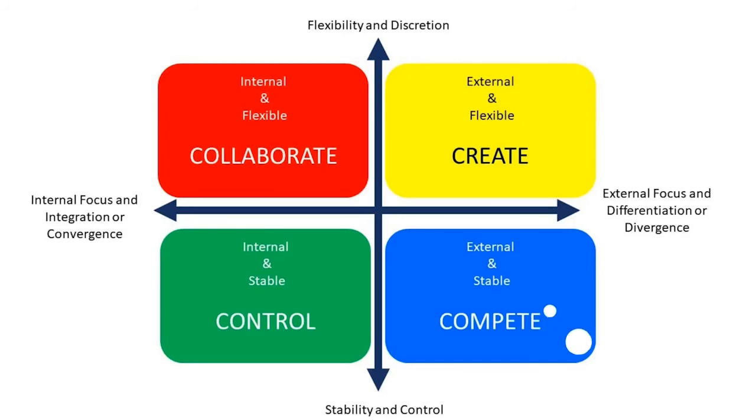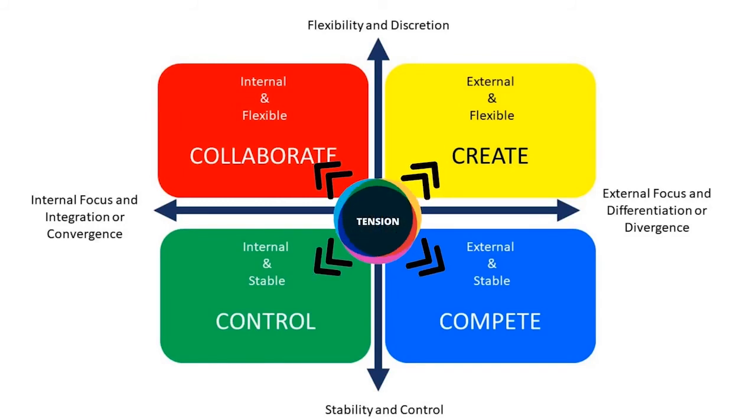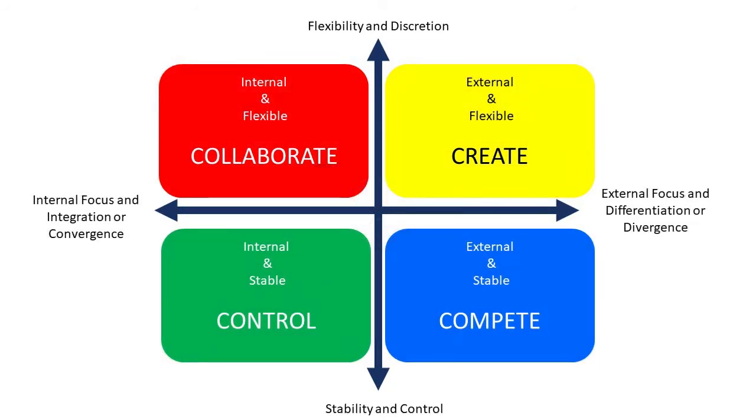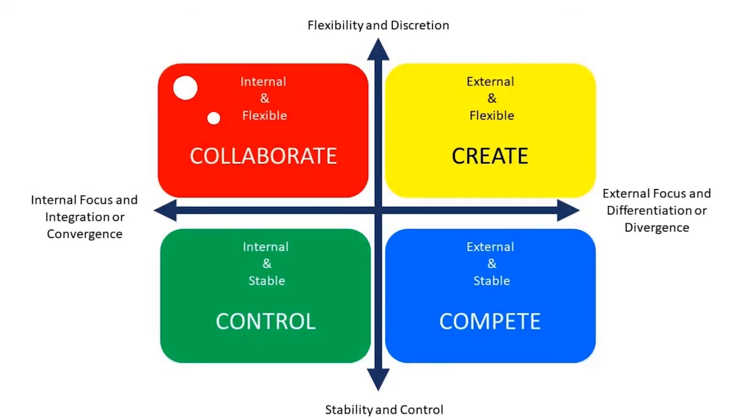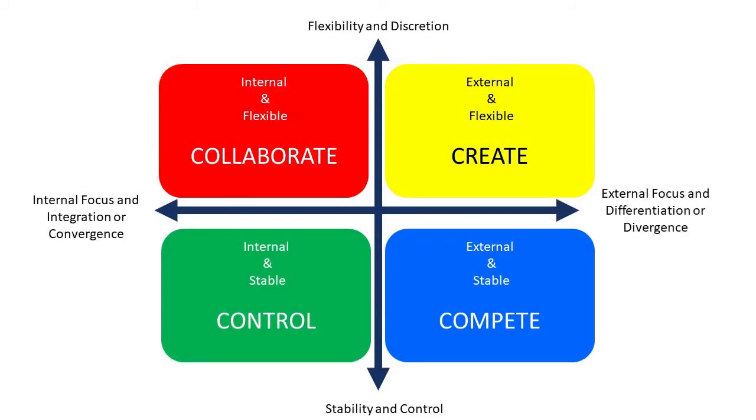So any organization has attributes of all four of these. We're always in points of tension between all these different four areas. And we can paint a picture of an organization with the OCAI that gives us a picture of how much of us is collaborative, how much of us is creative, how much of us is competitive, and how much of us is about control. The OCAI helps us do that.